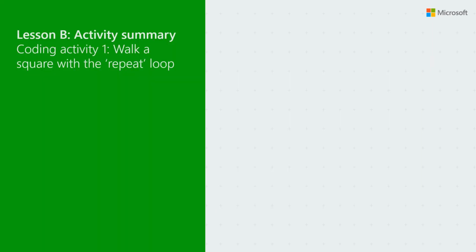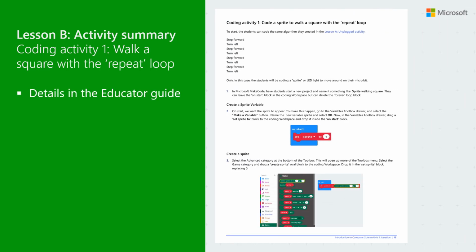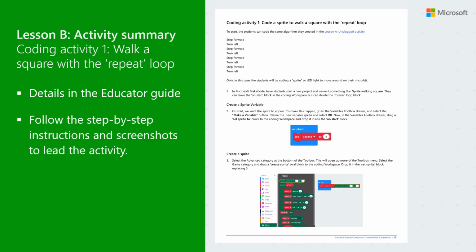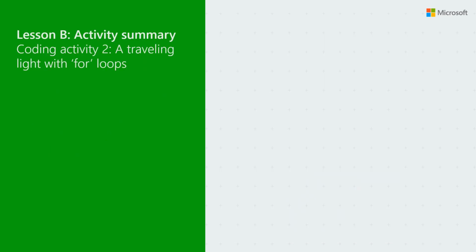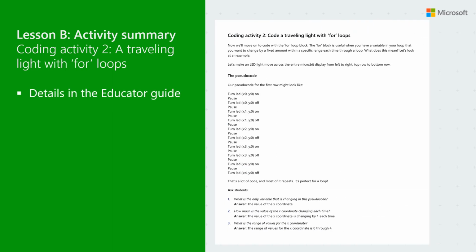Now for Lesson B, this is the first coding activity of Lesson B. Essentially, you're going to follow the step-by-step instructions to code a sprite or an LED light to move around the microbit using the repeat loop. So this basically involves demonstrating the slow-mo feature in the MakeCode simulator. Now in the second coding activity, you're going to follow the step-by-step instructions and the screenshots to code a traveling light with for loops.